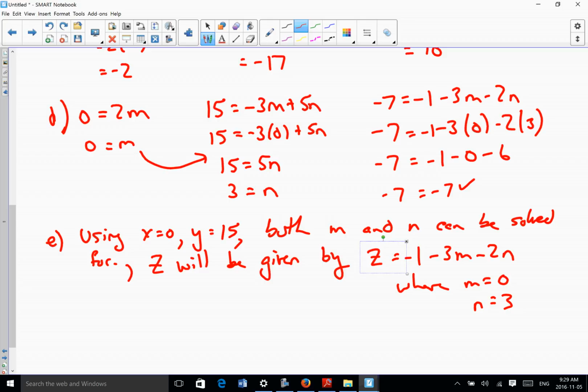Well, every time I plug in these two parameters, which were solved using the x and y, z has to come out to negative 7, not negative 8. So that point can't possibly be on there because every time I solve it, it comes out to negative 7.